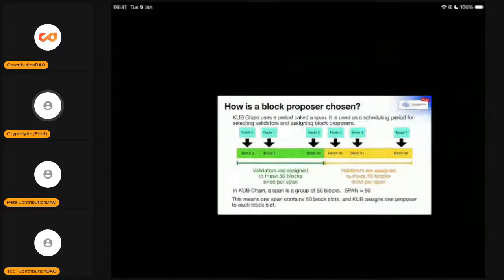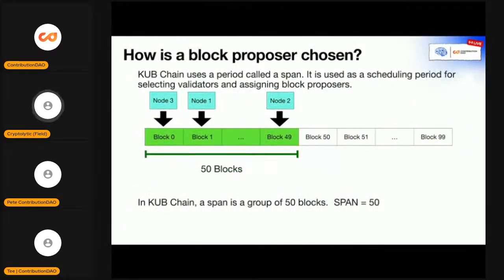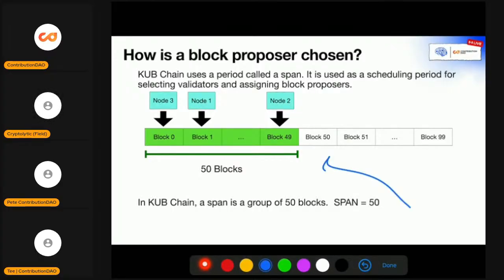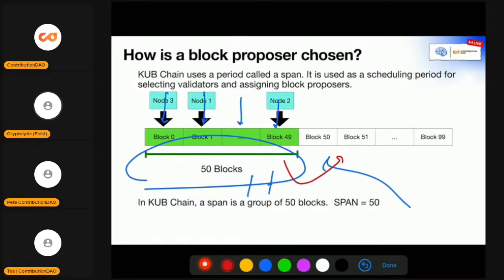Once you do the assigning process, if you want to assign a validator to be the proposer, you assign them one time, for 50 blocks. This is one span. So when you move to the next span, you do the assigning again, for 50 blocks again. So why do you have to do it periodically?